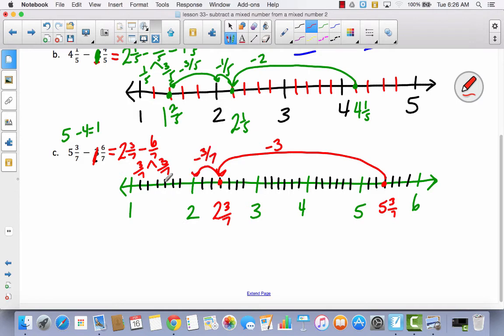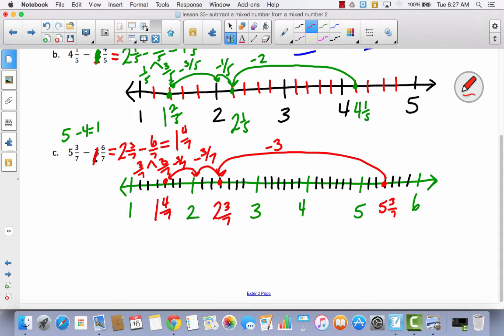Okay, now I've just got to take away 3 more 7ths. So that would be 1, 2, 3, and that would put me right here. So here's another 3/7. And let's see where I end up. That puts me at 1 and 4/7. Okay, so I subtracted the whole number, and then I subtracted 3/7 twice. And that put me at 1 and 4/7.